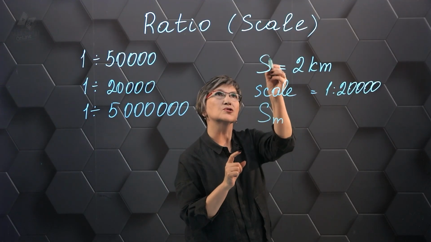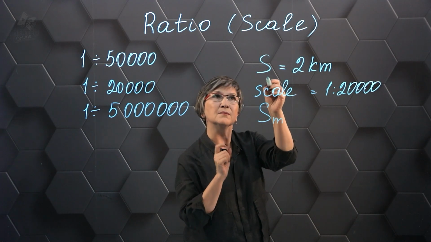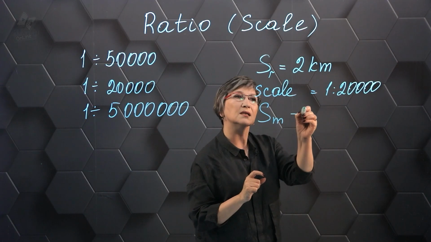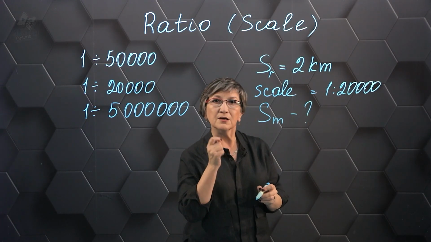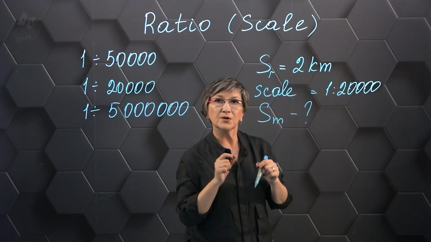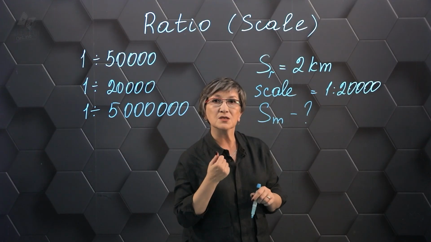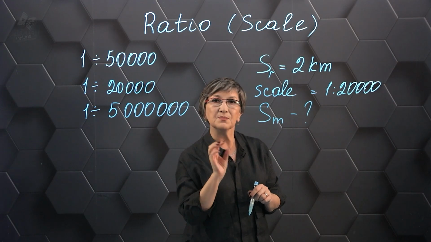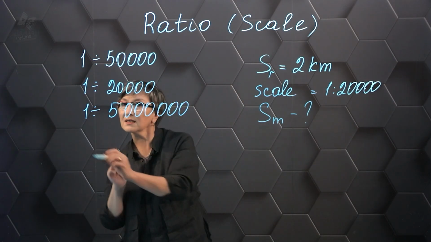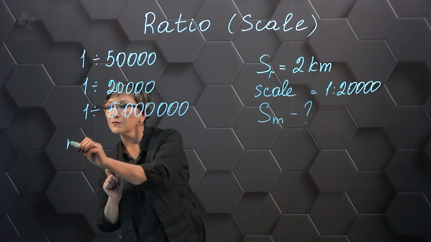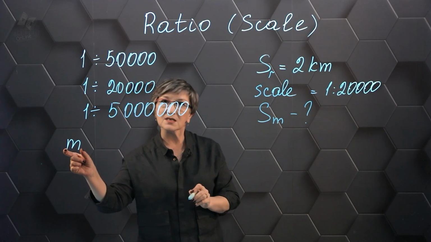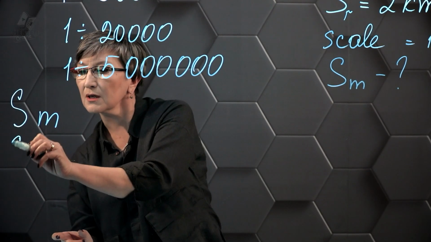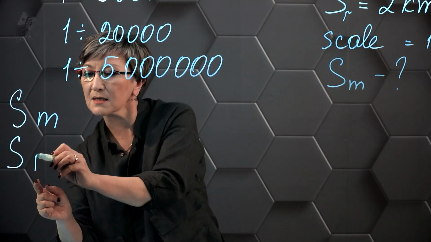Let me write down that this is the distance on the ground, the real distance, and this is the distance on the map. How to solve this problem? In order to solve such problems, you can use proportion, but in this case you need to write down the conditions of the problem correctly. How to write down the terms of the problem? In the first line, I write down the distance on the map. In the second line, I write down the real distance on the ground.